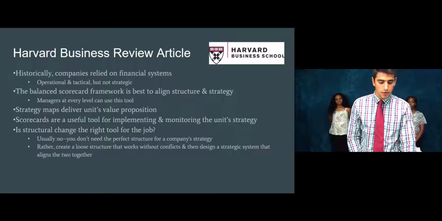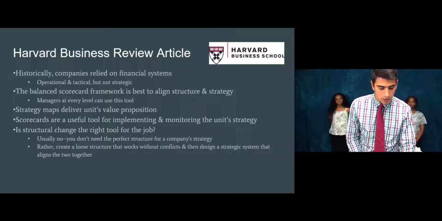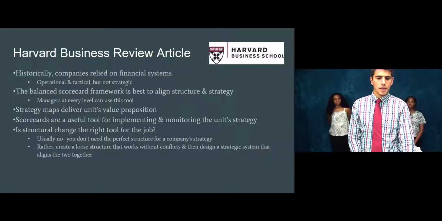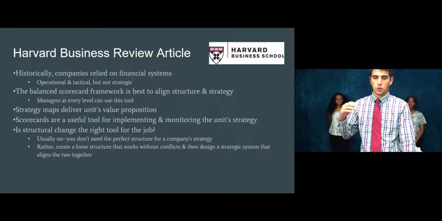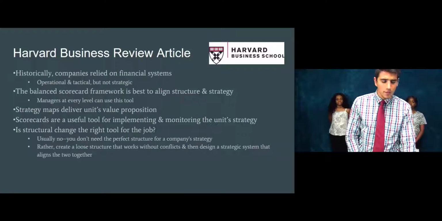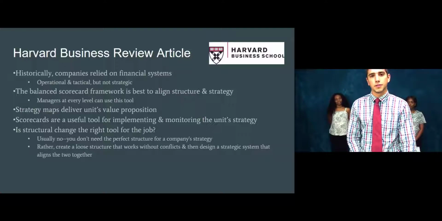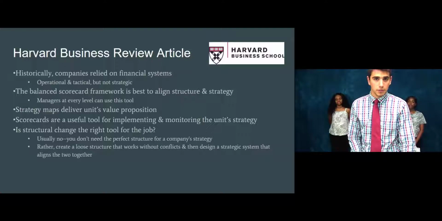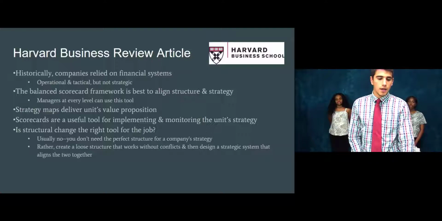They actually created this in the book that they wrote, which was The Strategy-Focused Organization. And this is so that managers at every level can use this tool, whether it's the CEOs, the middle level, or, if it's divisional, the guy running R&D and so on. They also created a strategy map that delivers units' value propositions. So this enables managers to define and communicate the cause and effect relationships between each unit. And these scorecards are useful tools for implementing and monitoring the units' strategies.